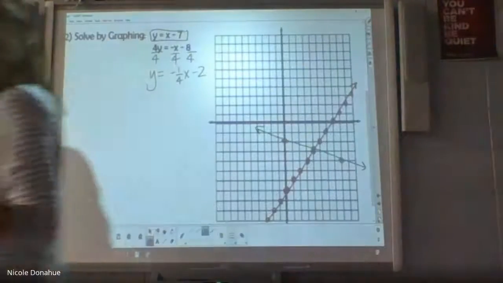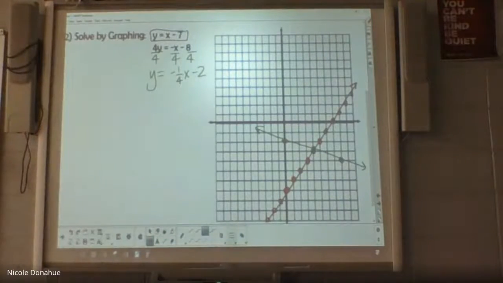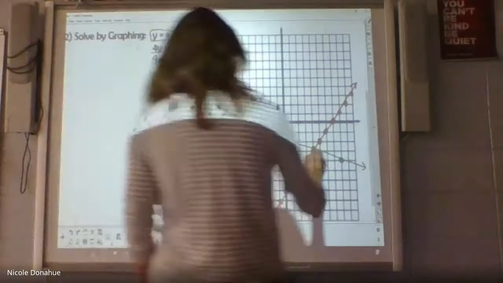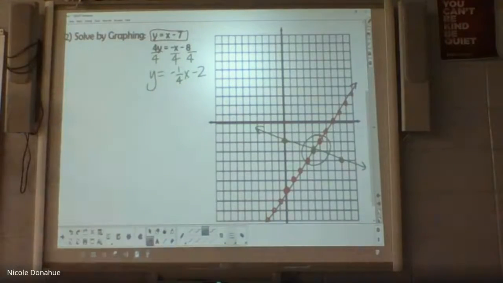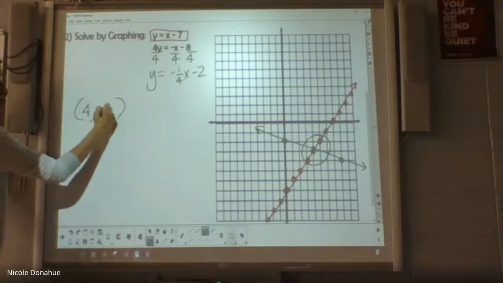So my intersection is the solution for this system. So I can use that graph to come up with that solution, which would be that coordinate point. And we have to be careful with coordinate points, it's always x before y. So what's that coordinate point gonna be? 4, -3.